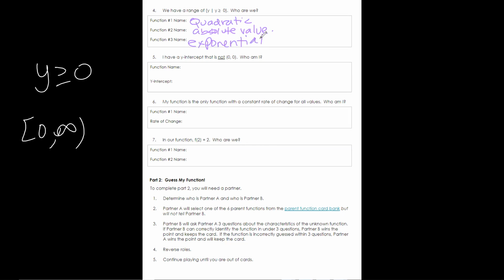Now, which one has a y-intercept that is not at 0, 0? That one gets exponential. And the y-intercept is going to be 0, 1.